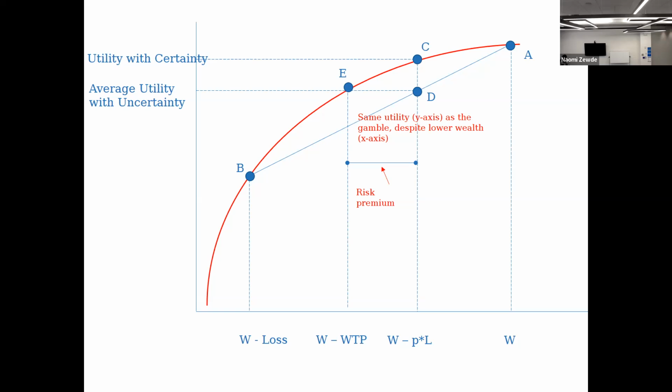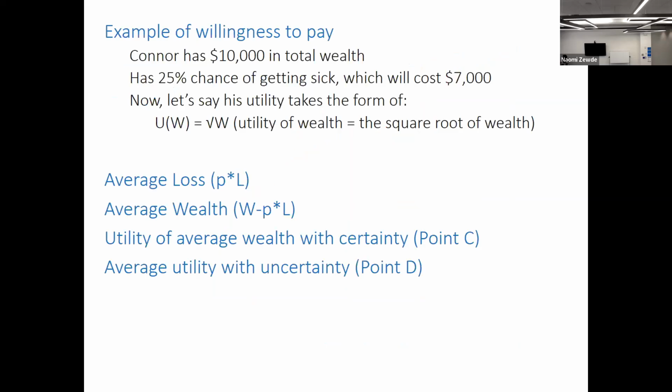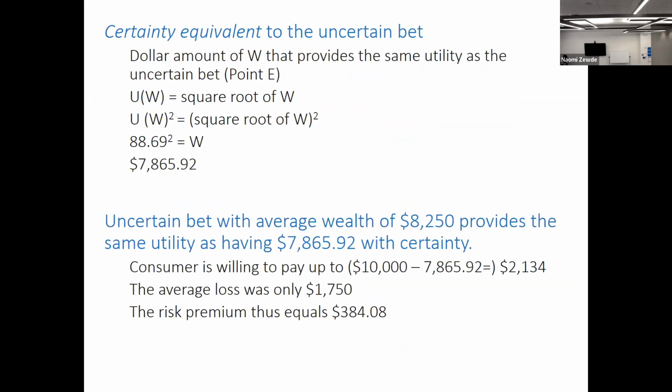So they're willing to pay up to $2,000. The average loss was only $1,750. So we know that the risk premium is equal to $384.